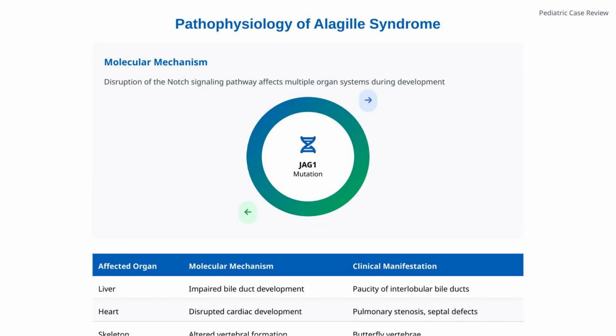The pathophysiology of Alagille syndrome involves disruption of the Notch signaling pathway, which is critical for cell fate determination and organ development. The JAG1 mutation affects multiple organ systems during embryonic development. In the liver, it leads to impaired bile duct development resulting in paucity of interlobular bile ducts. Cardiac development disruption causes pulmonary stenosis and septal defects. Skeletal manifestations include butterfly vertebrae due to altered vertebral formation. Ocular findings include posterior embryotoxin from anterior chamber dysgenesis, and characteristic facial features result from altered craniofacial development.